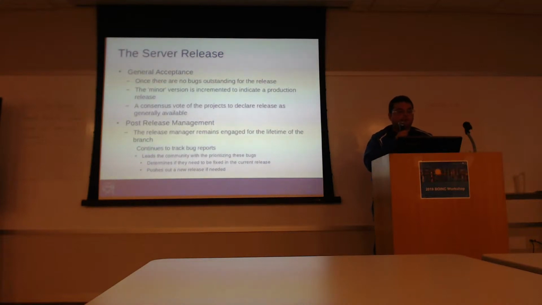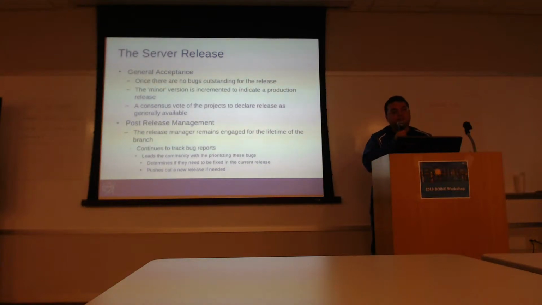For the server release, the general acceptance is once there are no bugs outstanding for the release, then the minor version is incremented to indicate a production release, and there will be a consensus vote of the projects to declare the release as generally available.